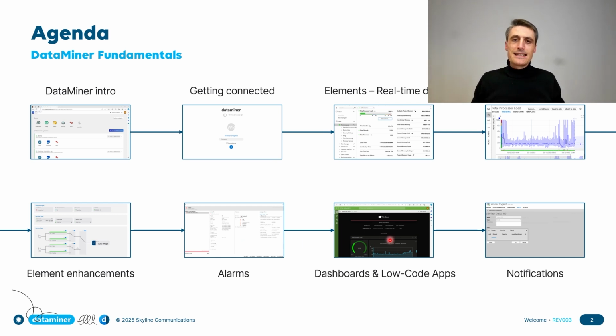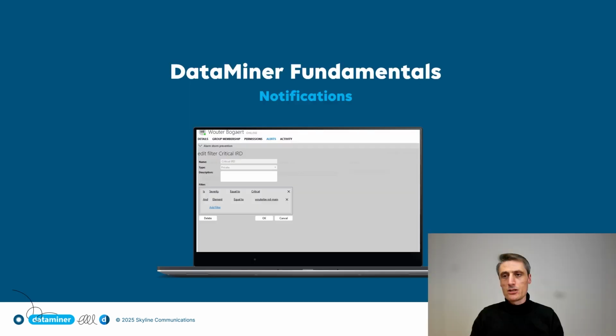And then we looked at the dashboards and low-code apps in the previous one, which adds a more graphical way of showing us the information of a DataMiner system, with the low-code apps really making it tailored to a specific audience, to take the bits and pieces that you want, put it together into a small dashboard or a larger low-code app. And now the final thing we want to cover is notifications. So as the word says, we want to be notified when something happens. So that's what this is going to be about.